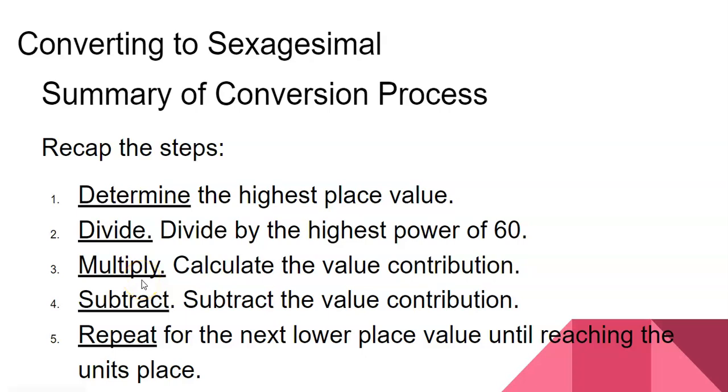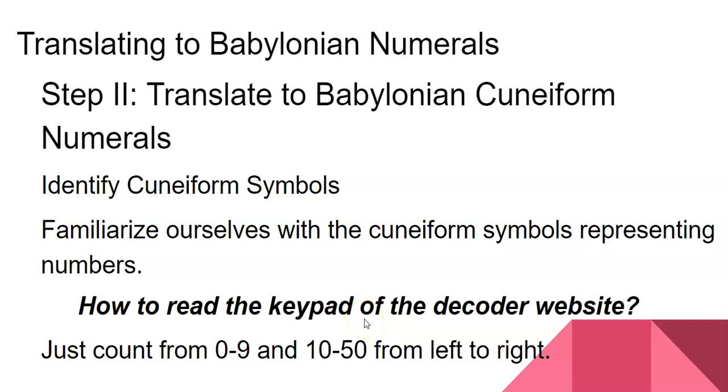Then next, we subtract the value contribution from the current remainder. Then repeat for the next lower place value. Alright, so repeat the cycle and the process ends when the remainder is less than 60, representing the units place digit. After having the sexagesimal number notation, we are now ready to translate to Babylonian cuneiform numerals.